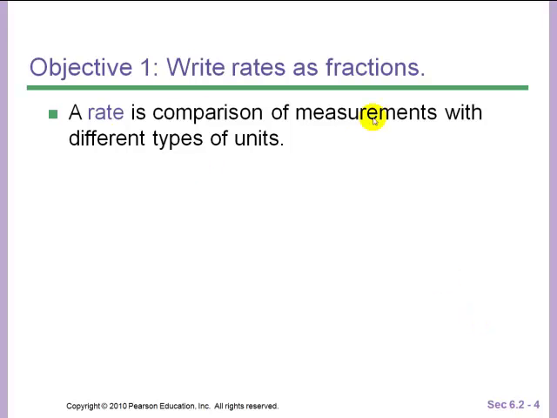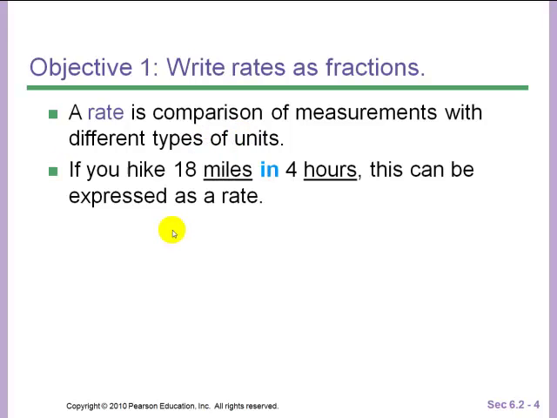A rate is a comparison of measurements with different types of units. This is a key difference. Ratios had the same units. Rates have different units. We use rates and ratios in different places, so it's very important to know when you're dealing with a rate, which is different units, and when you're dealing with a ratio, which is the same units.